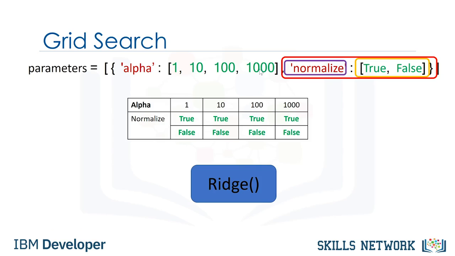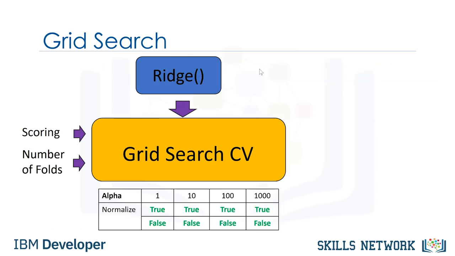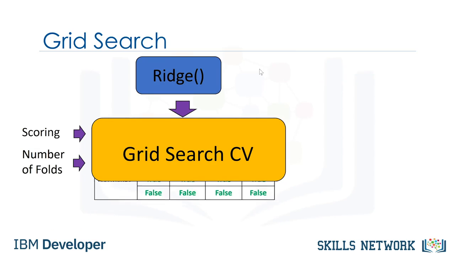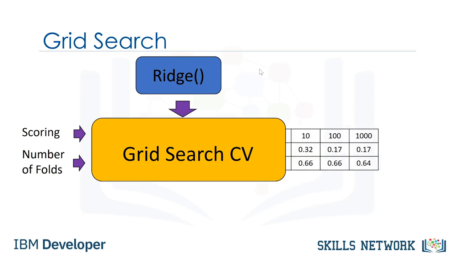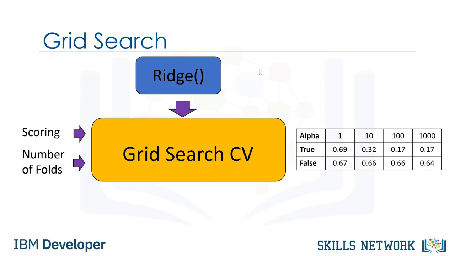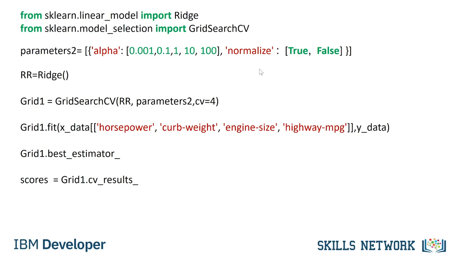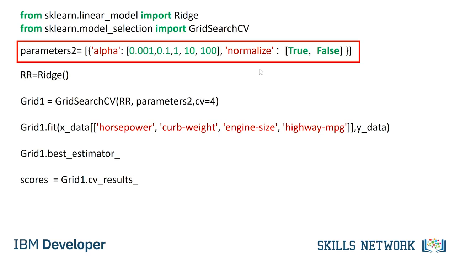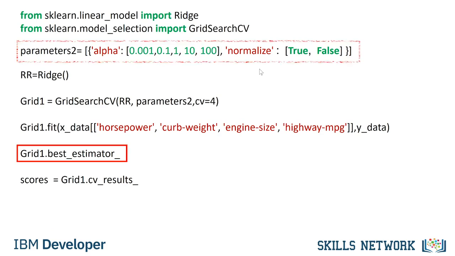As before, we need the ridge regression object or model. The procedure is similar, except that we have a table or grid of different parameter values. The output is the score for all the different combinations of parameter values. The code is also similar. The dictionary contains the different free parameter values. We can find the best value for the free parameters.